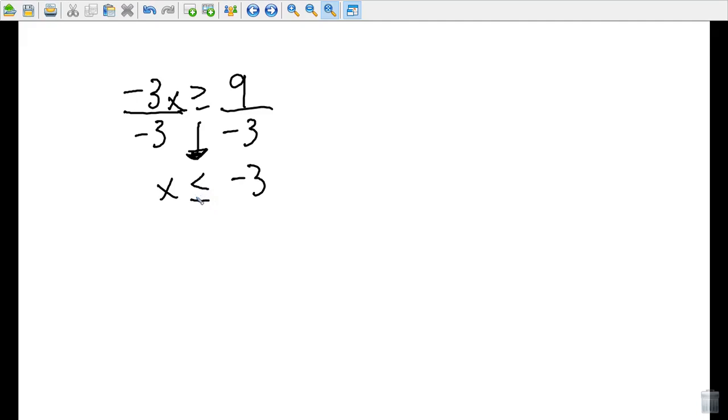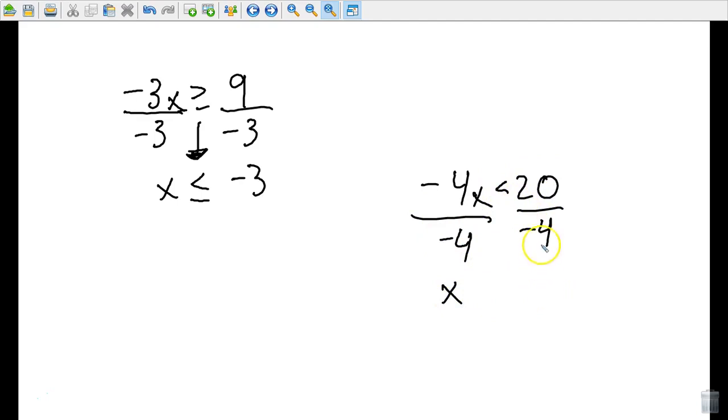All right. So let's do another one. I've got negative 4x is less than 20. Divide them both by negative 4. I've got x, and then 20 divided by negative 4 is negative 5. So this changes. Okay?